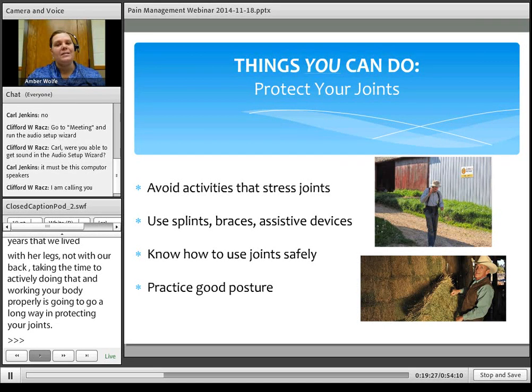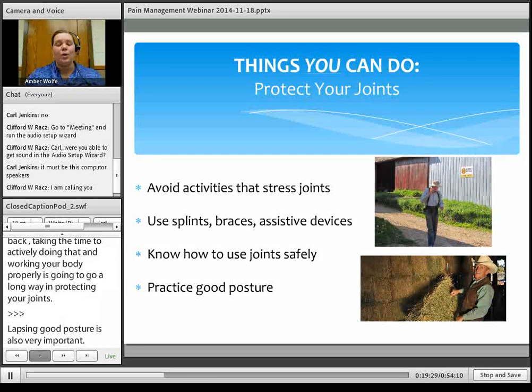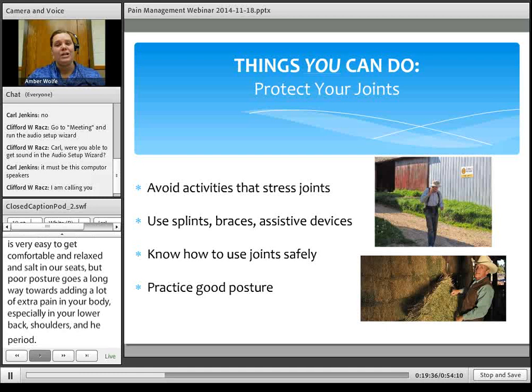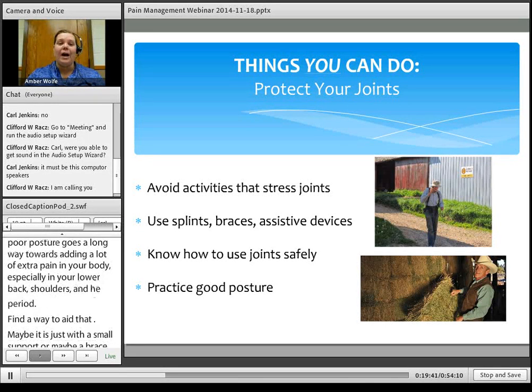Find a way to aid that. Maybe it's just with a small support, or maybe it's a brace or an ergonomic seat. Finding some way to make sure that you have proper posture with your feet in the right position, your back sitting up straight, and your shoulders level with your hips. That will help a lot with pain management.